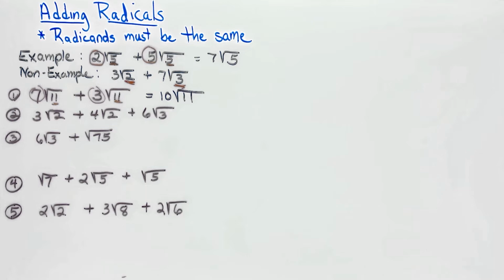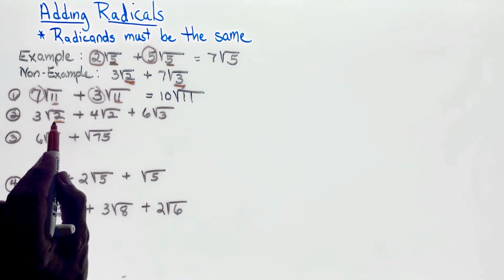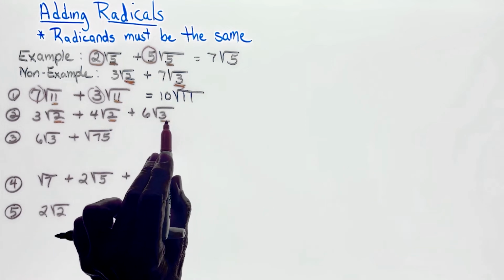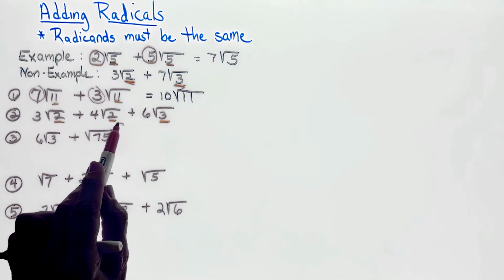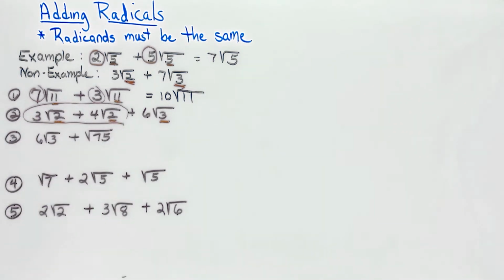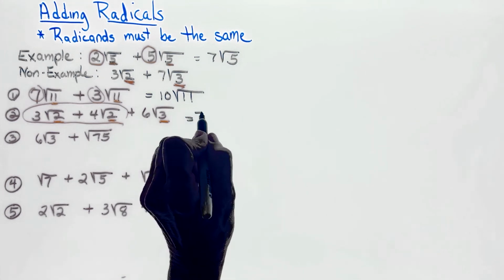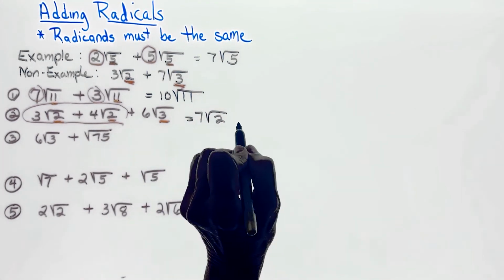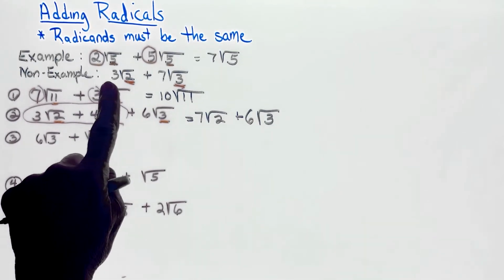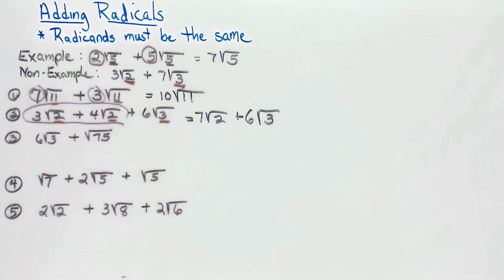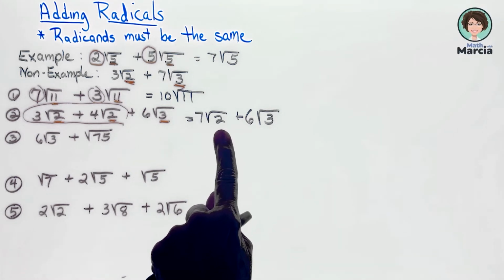Number 2, I see for my radicand I have a 2 and a 3. So I am only able to put together the first 2. 3 plus 4 is 7 square roots of 2 plus 6 square roots of 3. Notice the radicands do not change. It's like when you're adding fractions. The numerator changes, but the denominator stays the same. So the radicands will stay the same.